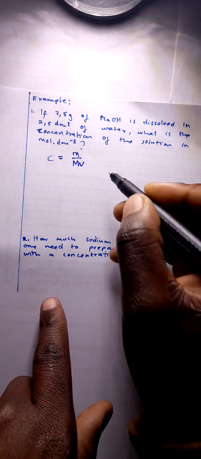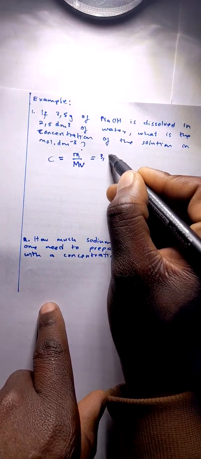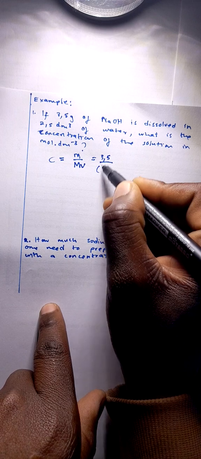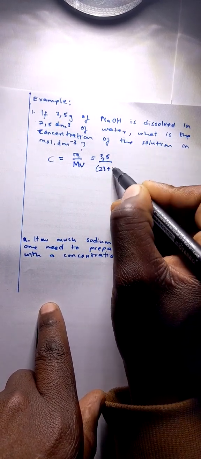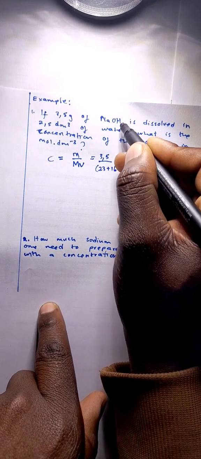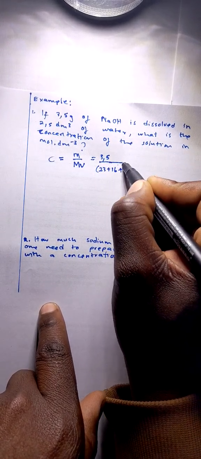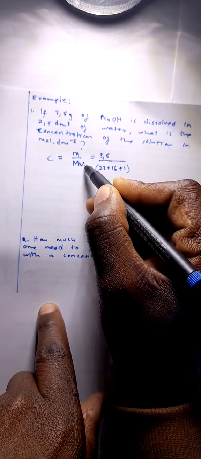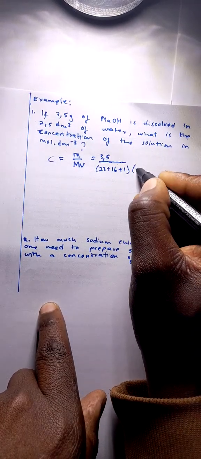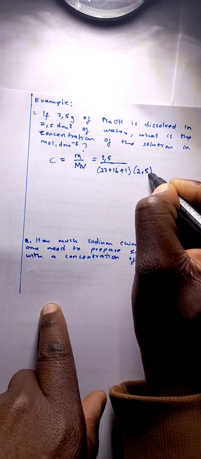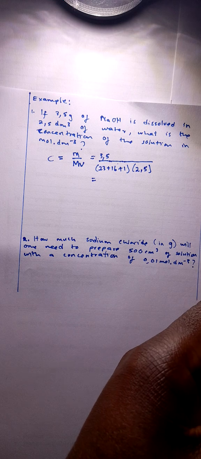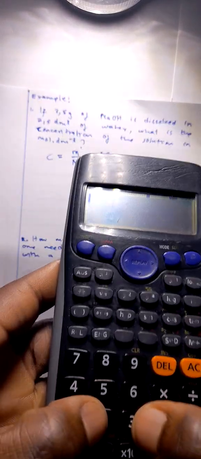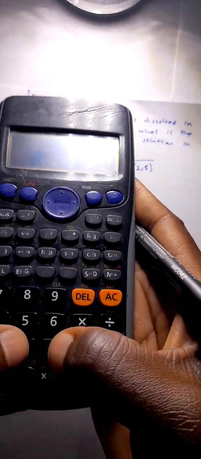What is the mass? It is 3.5. What is the molar mass? Remember, this is 23 plus 16 plus 1. Remember you still have a volume to multiply with, which is 2.5. It's in the right SI unit, you don't have to convert it, and therefore you are going to get your answer there. I hope you can still see 3.5.